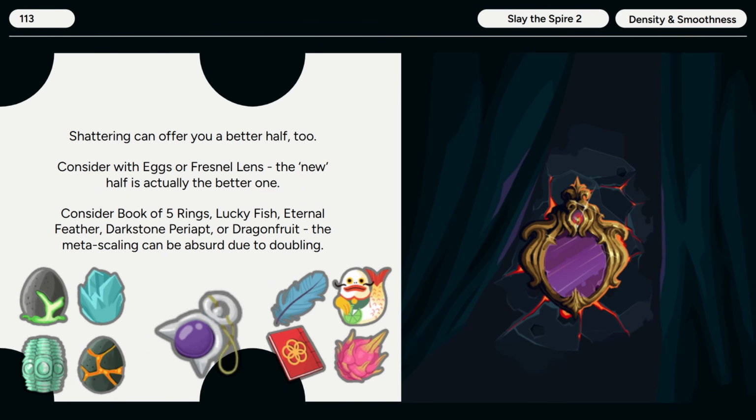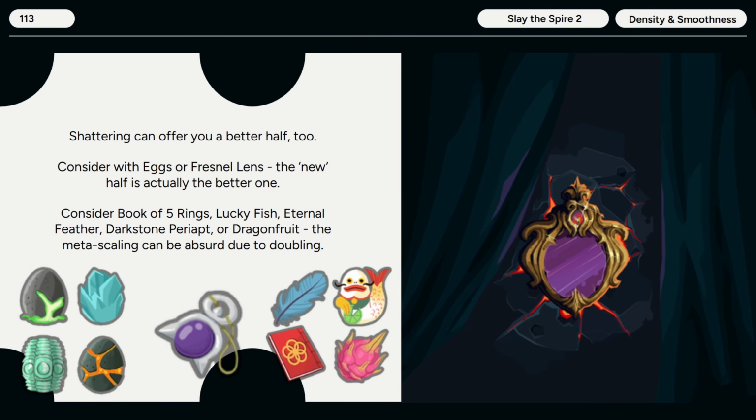All of your cards get Nimble, all of your cards get upgrades. If you have other effects like Book of Five Rings or Lucky Fish or Eternal Feather or Darkstone Periapt or Dragon Fruit with a Lucky Fish, the meta scaling can be absurd due to the doubling. Darkstone Periapt doesn't just give you max HP for the bad luck, it also gives you max HP for your Clumsy, and for your Ascender's Bane, and for your Greed, and for your Bing Bong, right? So you can get a lot of max HP with any of these effects out of doubling, and what do we say that max HP is good for?